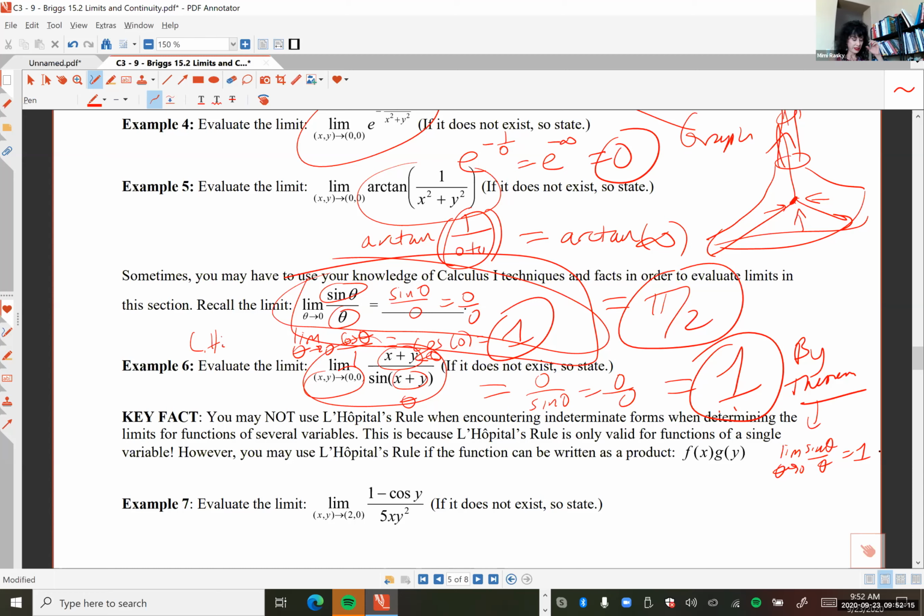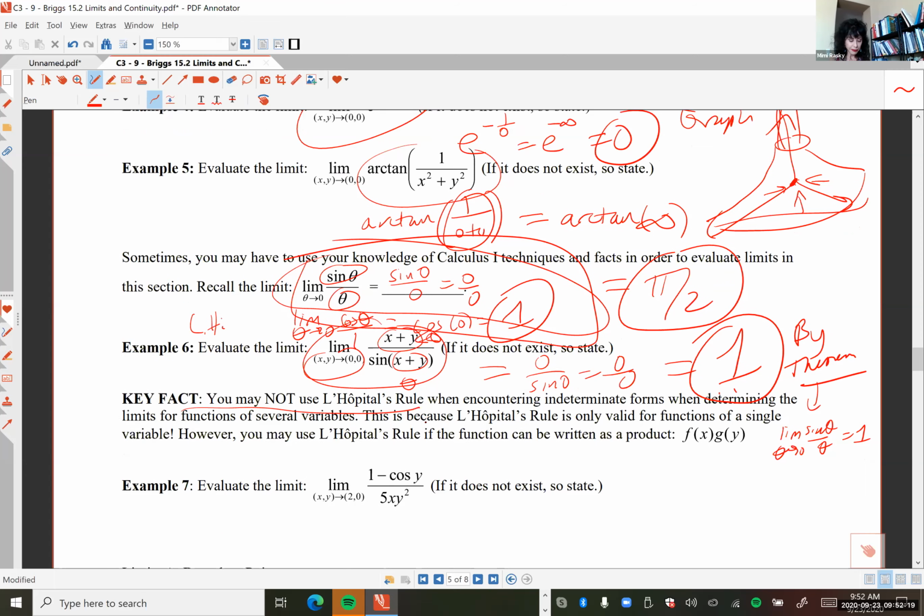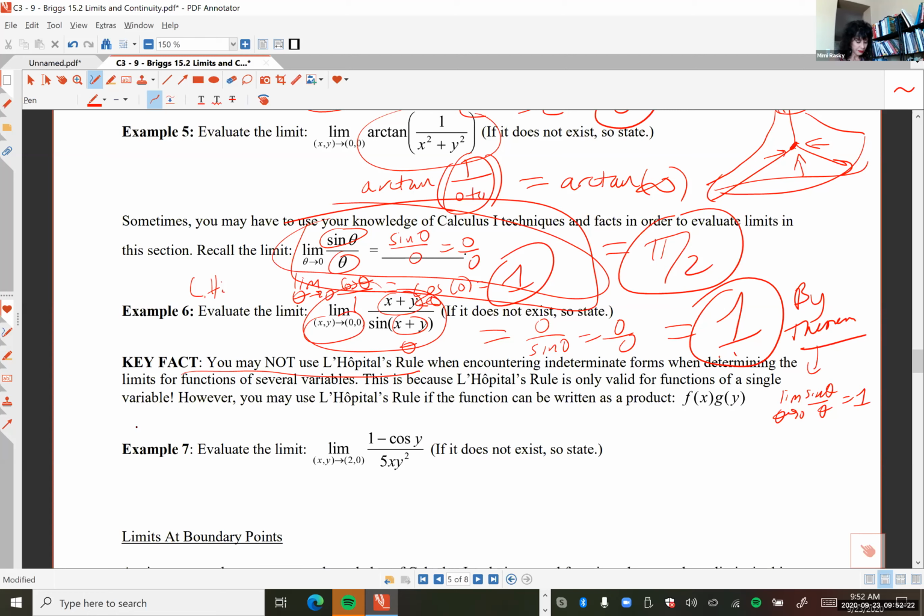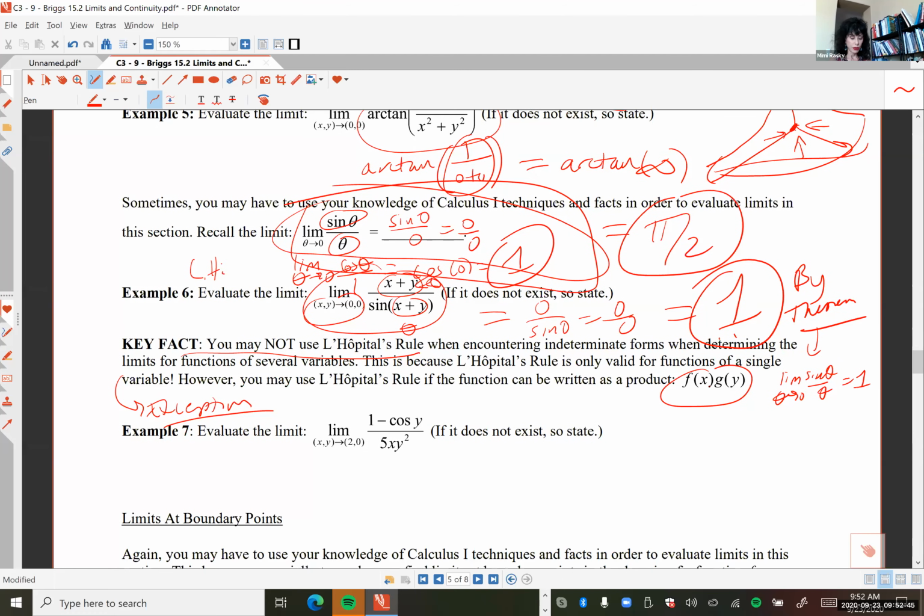Okay, and let's see, example 7. So here's the key fact. Don't use L'Hopital's, except here's the exception. Example 7 is my exception. So when can you use L'Hopital's? When you're trying to find limits of functions of more than one variable. If you can rewrite the function as a product of single variable expressions, then you can individually apply L'Hopital's on any of those functions of a single variable, factors, if you will, that will work for you. Okay?